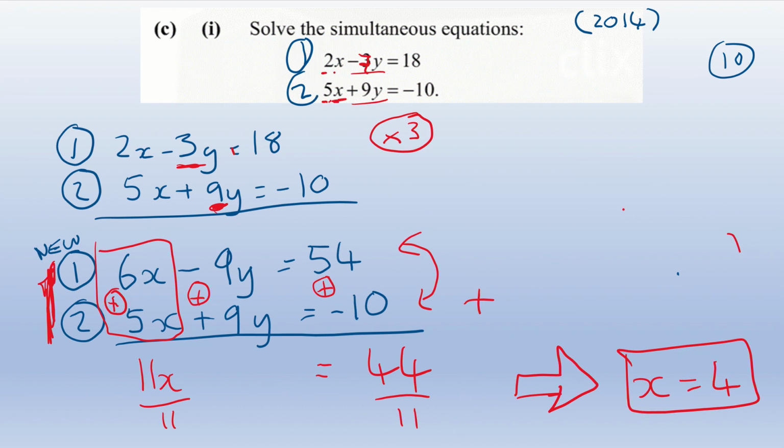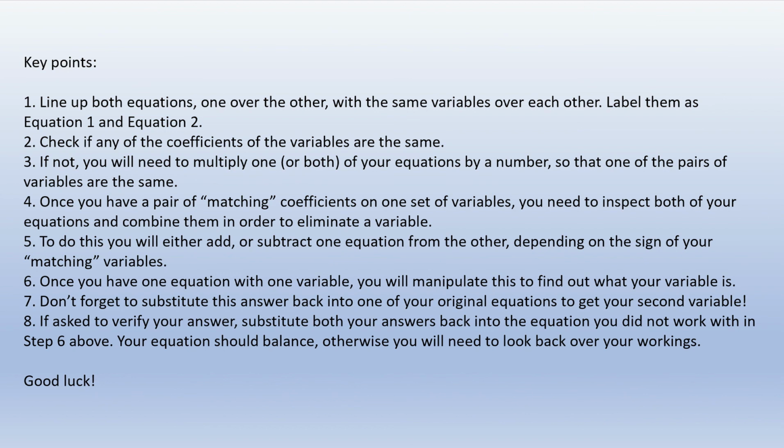All right, my key points here. I've used a lot of the word variable, the word coefficient. This is like a step-by-step on how to do the questions, if you want that. And just so we're clear, if I have 3x, 3 is the coefficient, and x is the variable.